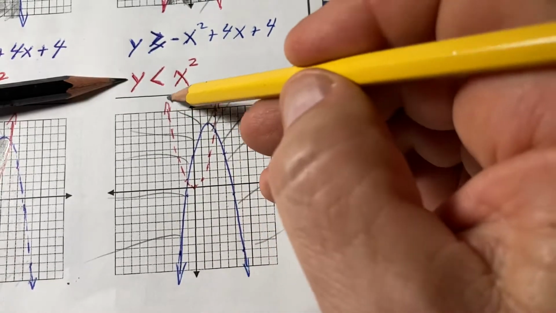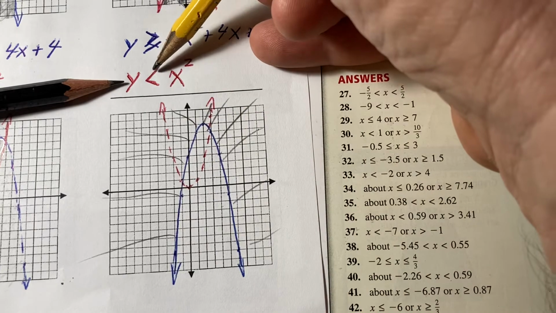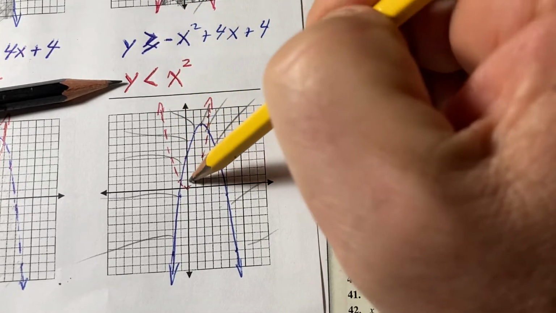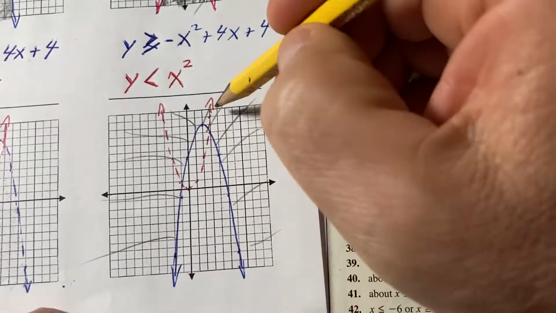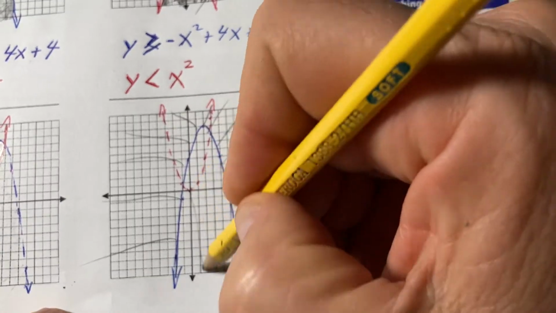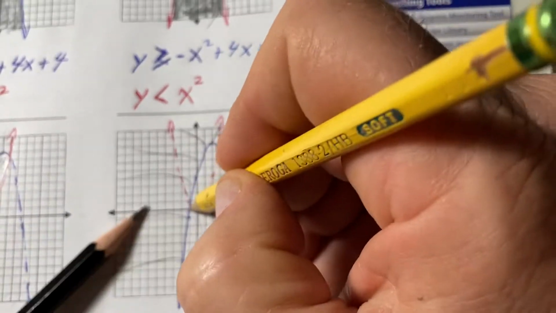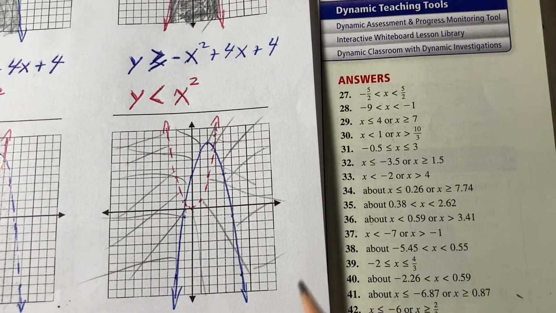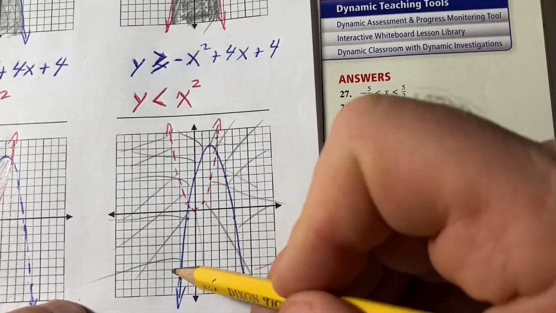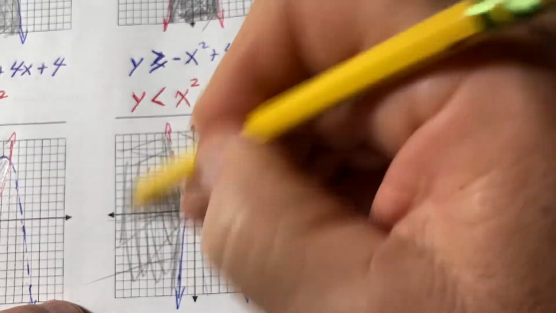For this equation, it's this one right here. It's a dashed line. That's dashed, dashed, dashed. And shade everything below that. So everything from here on this side of that curve. So what's the area that satisfies both of those? It's going to be that area right there.